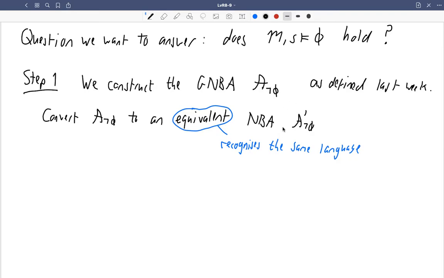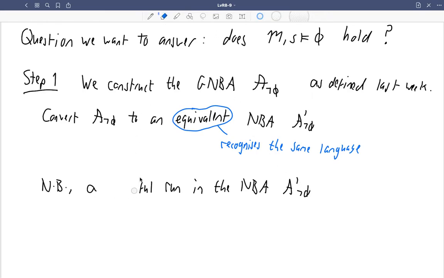So these recognize the same language, the non-deterministic Büchi automaton and the generalized non-deterministic Büchi automaton, and that language is the language of traces of the formula not phi. So note that an accepting run in this NBA recognizes a trace that is in the trace language of not phi.